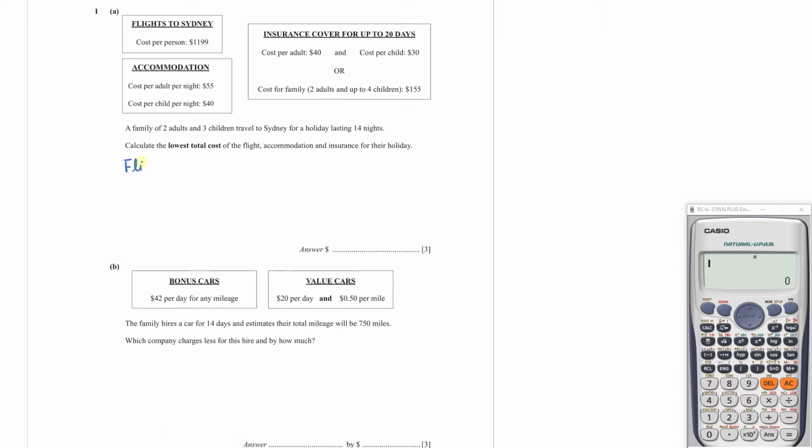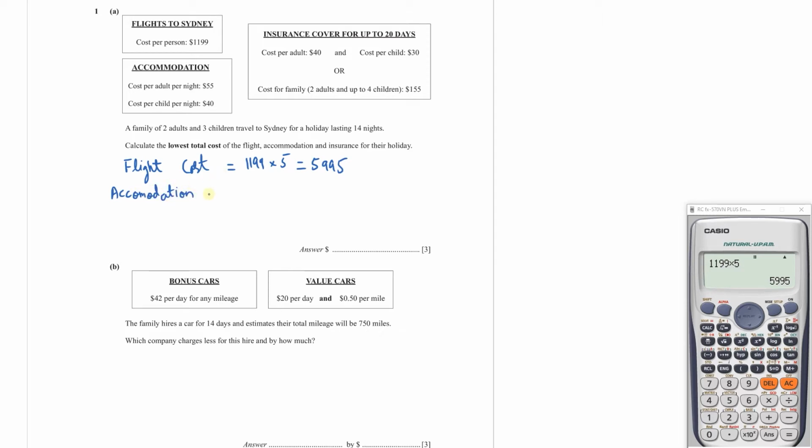Flight cost will be equal to 11.99 per person, and there are 5 people. So this will be 11.99 into 5. 11.99 multiplied by 5. So this is 5,995. And then you have the accommodation cost.